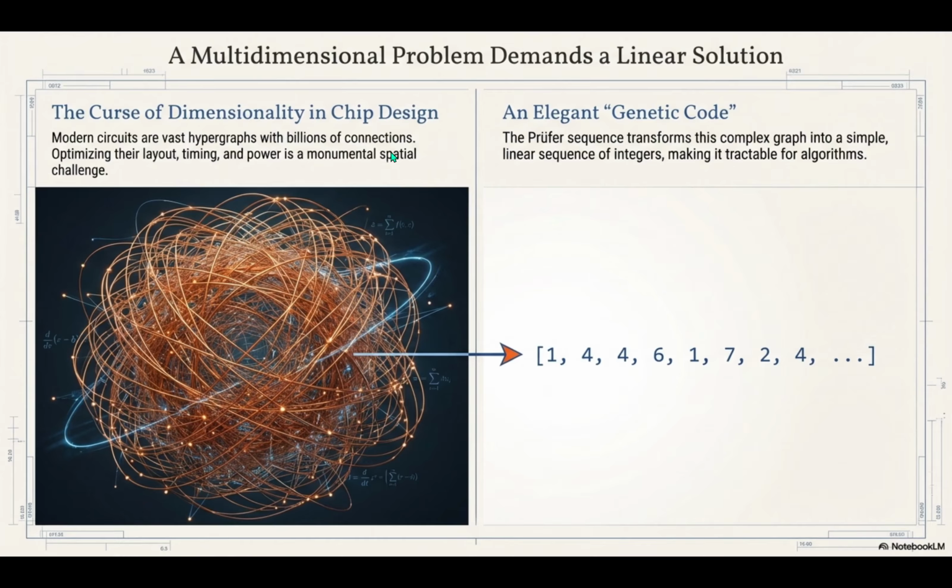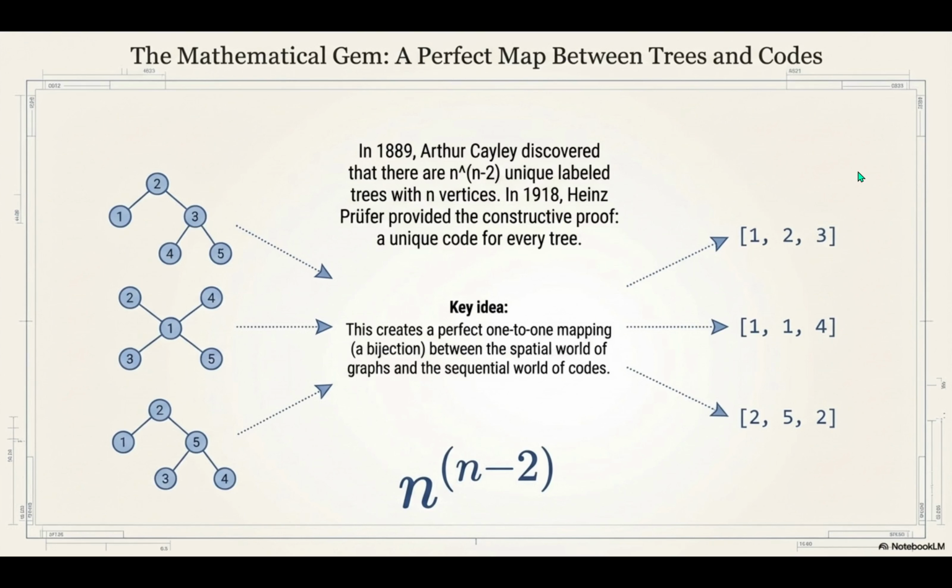So our mission for this deep dive is to unpack the tool that solves this. The brilliant translation that turns that spatial mess into a simple linear sequence. We're basically looking for the genetic code of a microchip. I love that. And to understand the code, we have to go all the way back to the beginning, to the pure mathematics of it all. We do. It all starts with something called labeled trees.